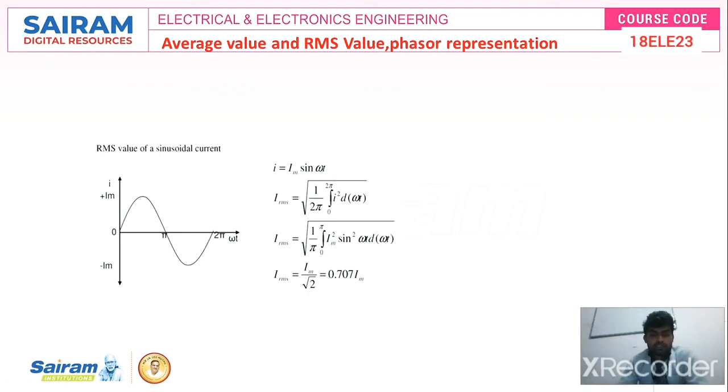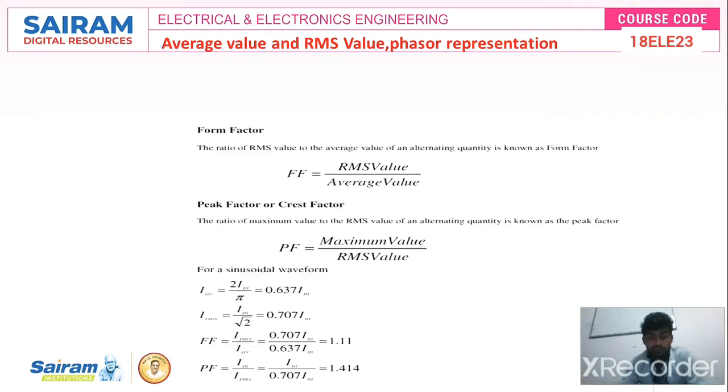So based on the equation of voltage and current, V is equal to Vm sin omega t, I is equal to Im sin omega t. IRMS is equal to what? Root of 1 by 2 pi, 0 to 2 pi, I square d omega t. Root will be there because RMS value, root mean square value. So IRMS is equal to root of 1 by pi, 0 to pi, Im square sin square omega t d omega t. After integrating the equation, sin square omega t you have to convert into 1 minus cos 2 omega t by 2. So finally we'll get the answer Im by root 2. So Im by root 2 is 0.707 Im, right?